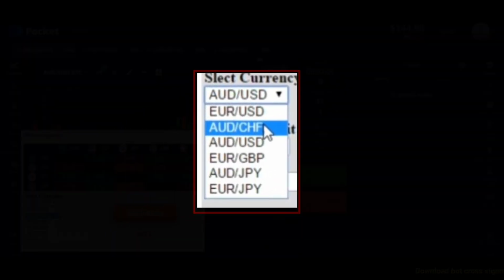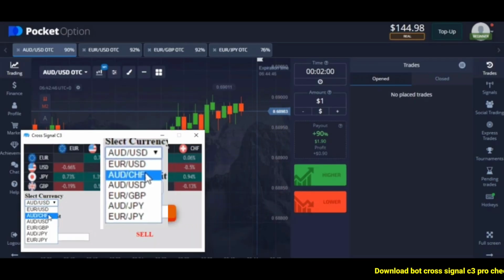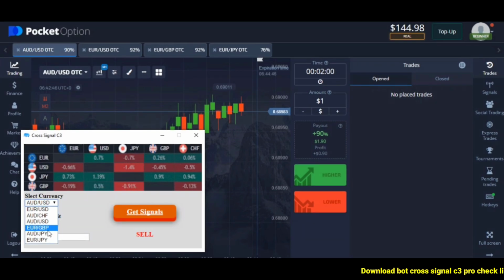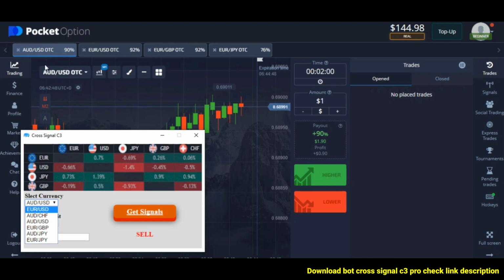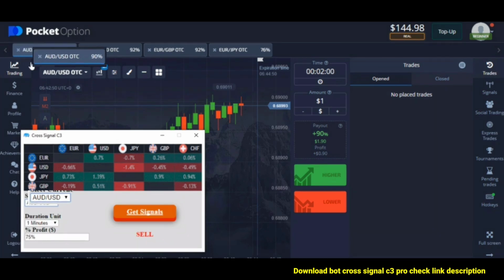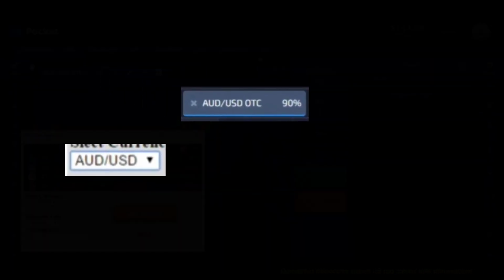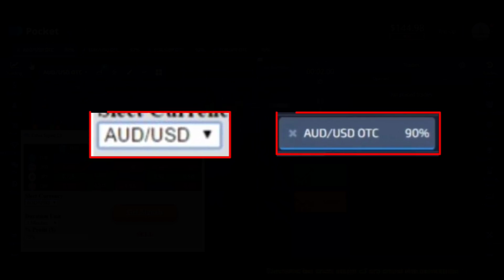This is the cross signal C3 bot market that you can choose and use in this trading. The pocket option market is what I chose in this trade. Make sure the market you choose is available on the cross signal C3 bot, then you match it with the pocket option market you choose.